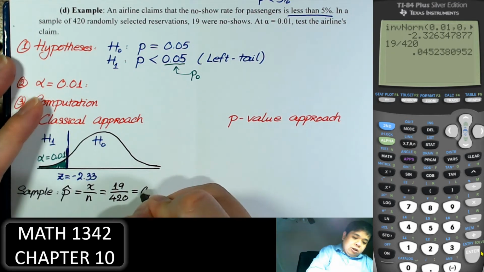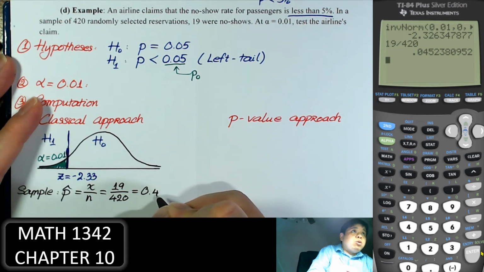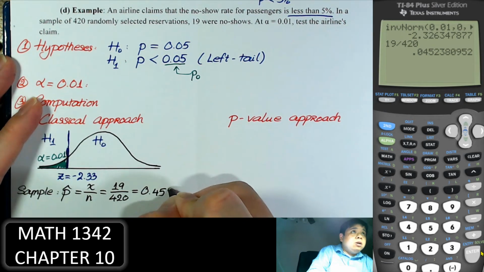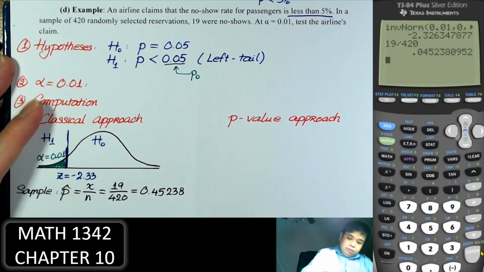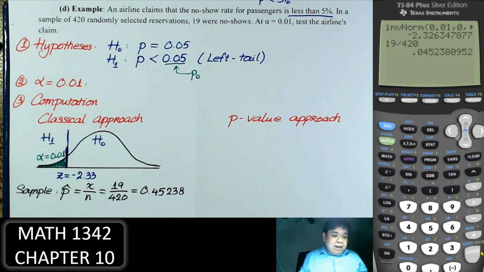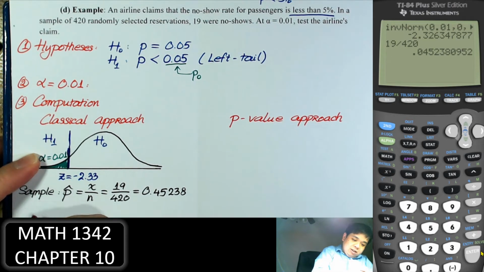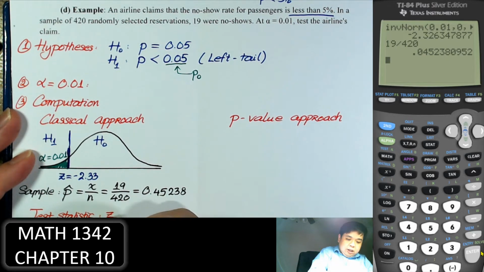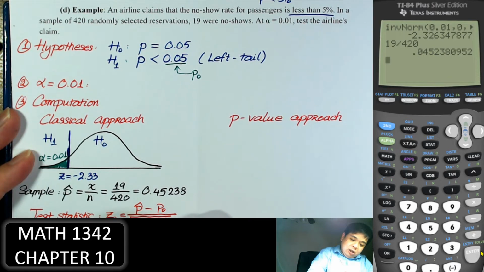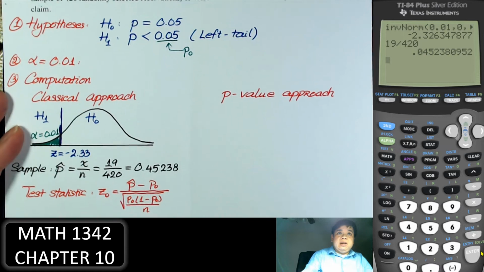It is 0.45238. So that is p hat. Now the test statistic in the classical approach: z naught equals p hat minus p naught over the square root of p naught times 1 minus p naught, divided by n.